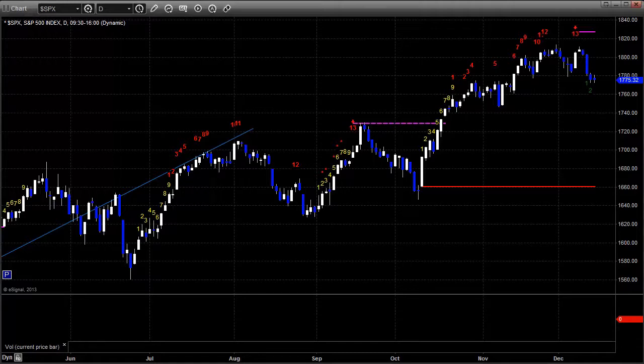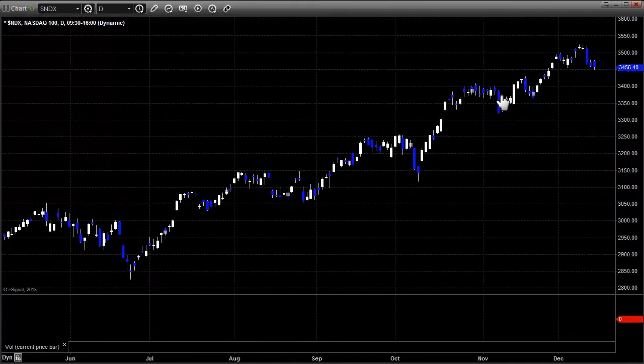So here's a look at the S&P daily chart. We did get the 13 Seeker sell signal last Friday, and then the market rolled over this week, finally on Tuesday and Wednesday in particular. So you can see that that signal is working so far in the markets.